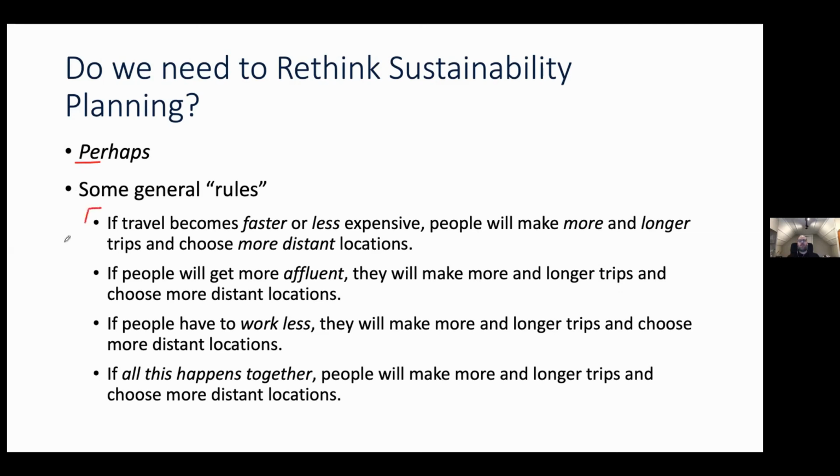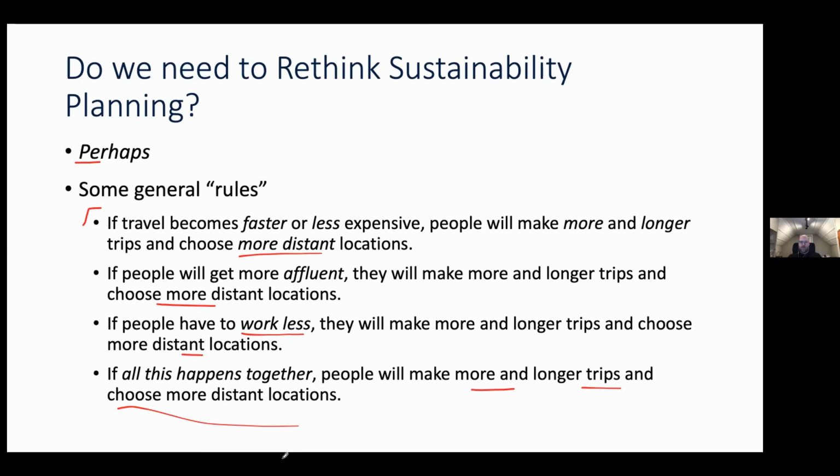From Wegner's presentation, he had these rules of distilling all that transportation land use system into just some general hard and fast rules: if travel becomes faster or less expensive, people will tend to make more and longer trips and choose more distant locations. People get more affluent, they'll make more and longer trips and choose more distant locations. If people have to work less, they'll make more and longer trips and choose more distant locations. If all of this happens together, people will make more and longer trips and choose more distant locations.